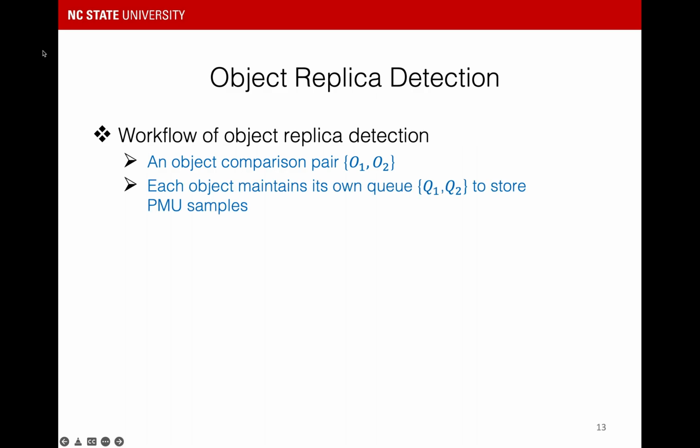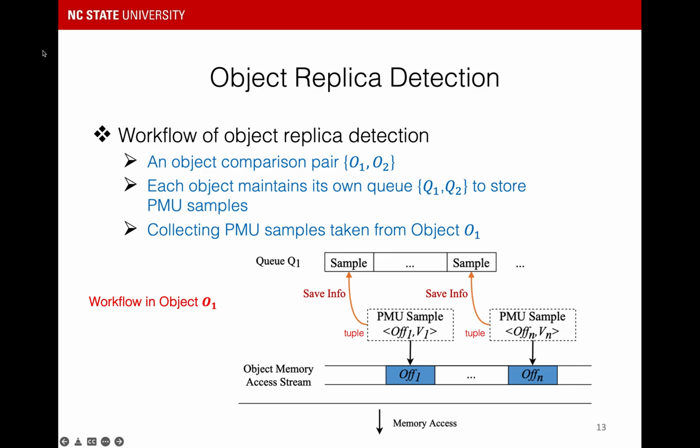OJXPerf uses queues Q1 and Q2 to store PMU samples taken from objects O1 and O2 respectively. Let me introduce the process in object O1 first, because O1 is created before O2. For O1, we simply collect its PMU samples. So this figure shows the workflow in object O1. When a sample is taken from object O1, OJXPerf uses a tuple, OFF, the offset, and V, the value, to represent it, and adds this tuple to Q1.